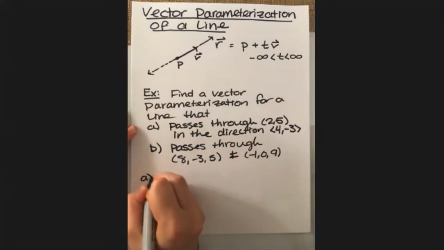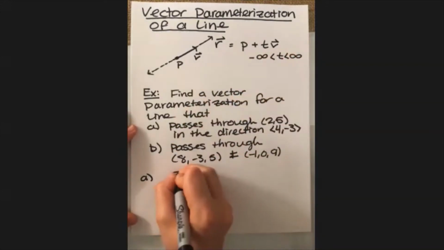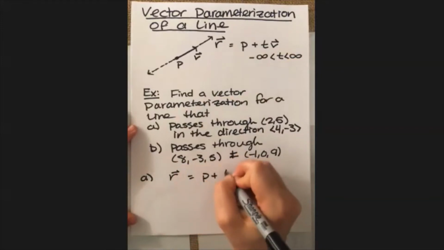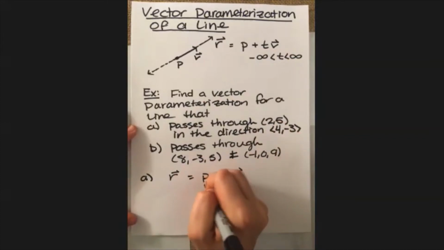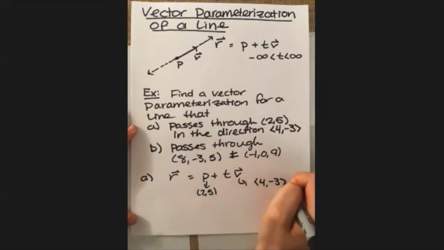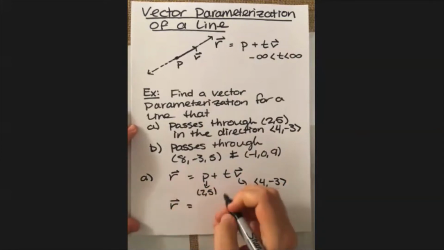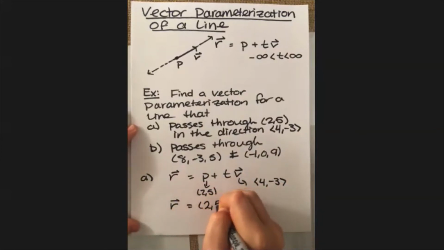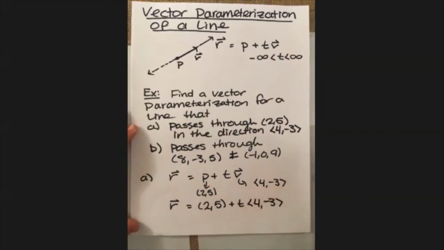All right, so in our first example, I always like to start just going back to the equation that we want to work with. So the equation that we're starting with is R equal to P plus T times our vector V. Well, we're given a point and we're given a vector. The point in this case is (2, 5), and then our vector is (4, -3). And that's pretty much everything we need in order to be able to fill out this equation. So the answer for this one is really quite straightforward. We just plug in (2, 5) plus T times (4, -3) for V, and that gives us the vector parameterization for that particular line.